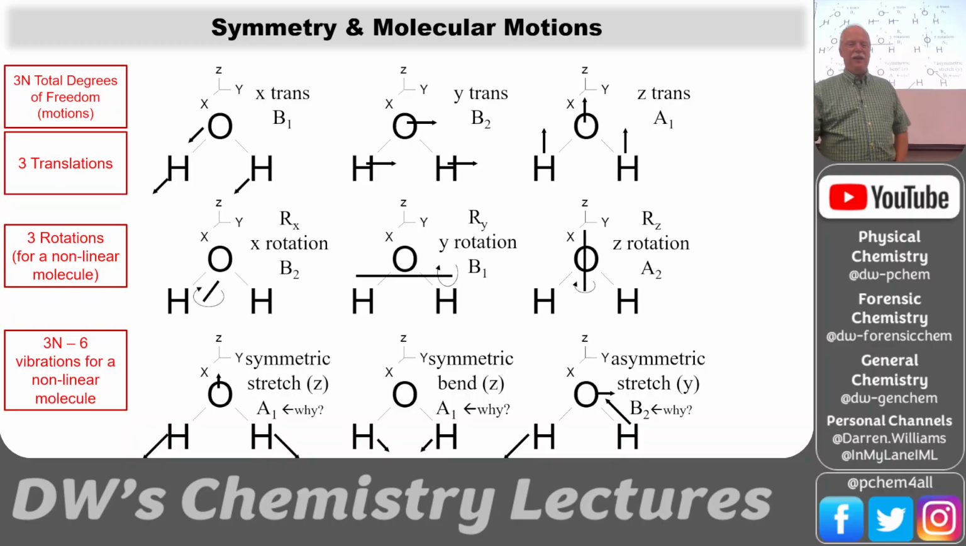And then the vibrations are everything that's left over. So it's 3n minus 6 in this case. What's the minus 6? Yeah, the rotations and the translations, because those are not vibrations.